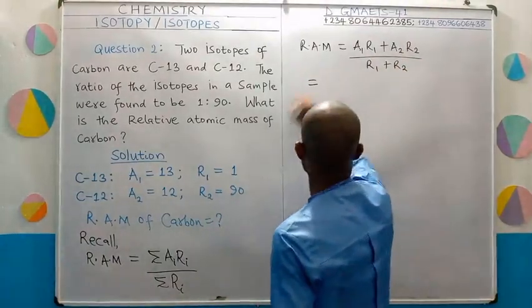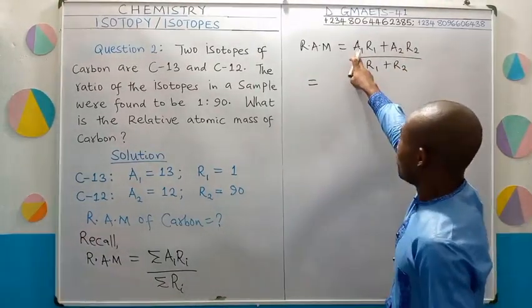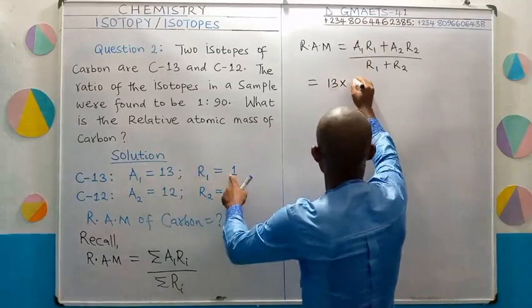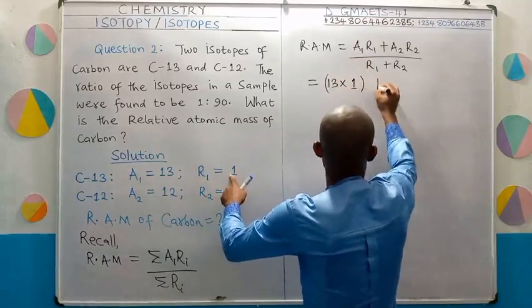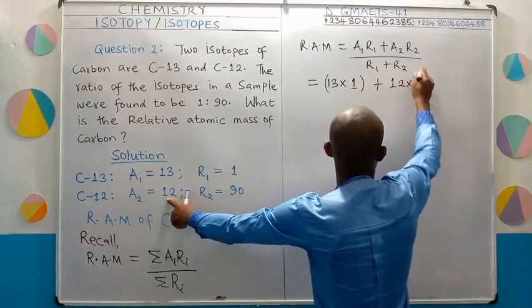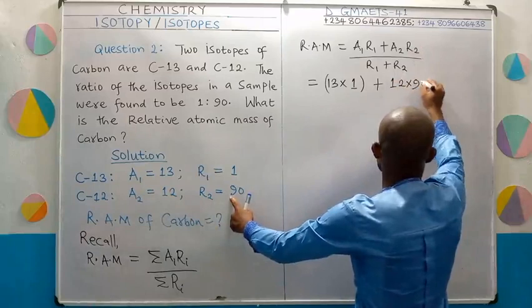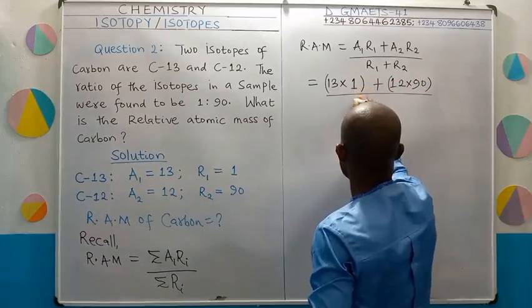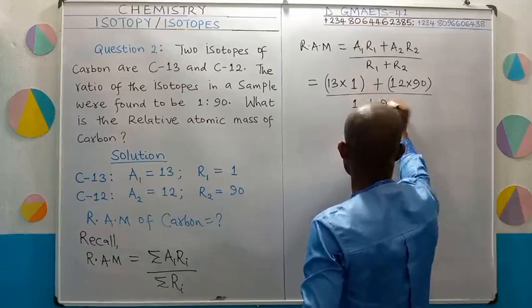So let us substitute here and see what we're going to get. Mass number of the first isotope is 13, so we're going to multiply it by its ratio, which is 1, and then add this to the mass number of the second isotope, which is 12, times R2, the ratio of the second isotope, which is 90. All this will be divided by the summation of the ratios, which is 1 plus 90.